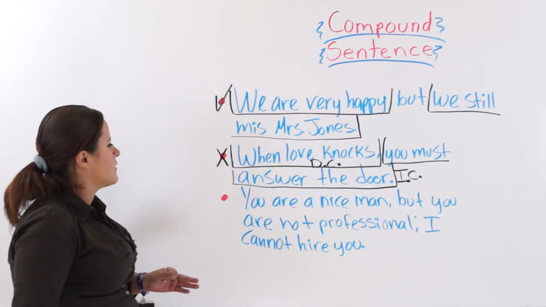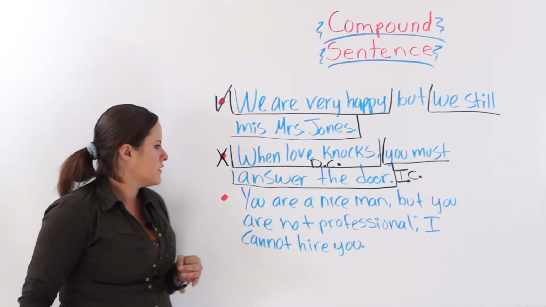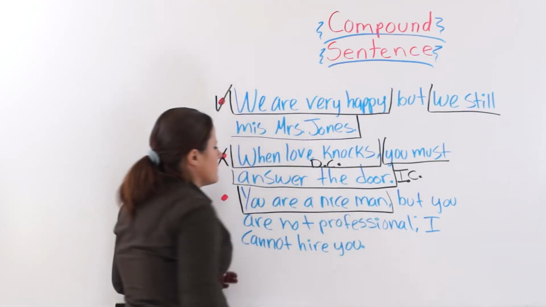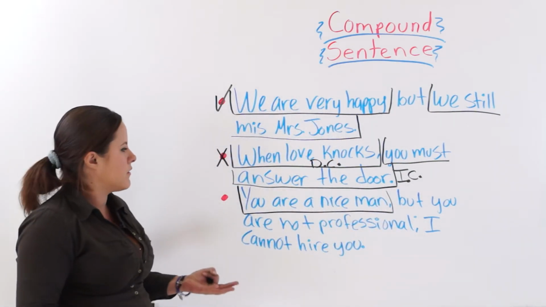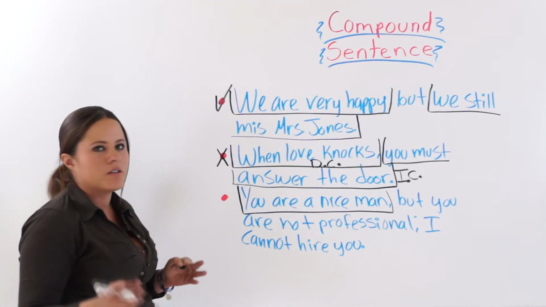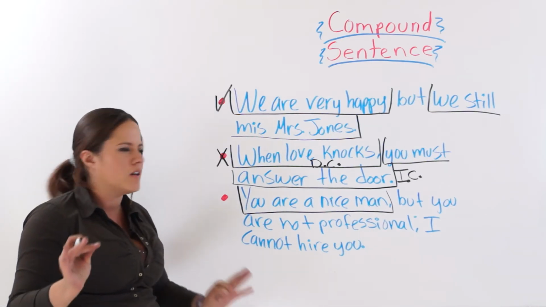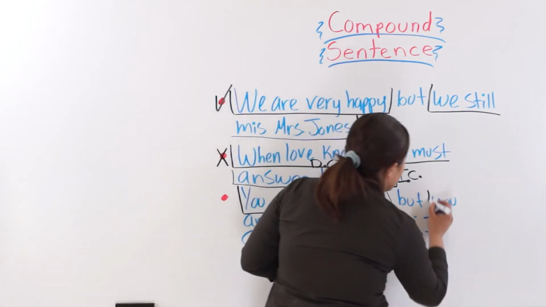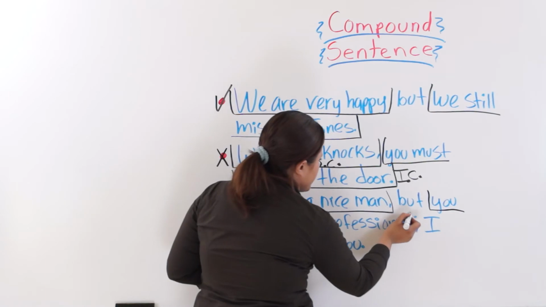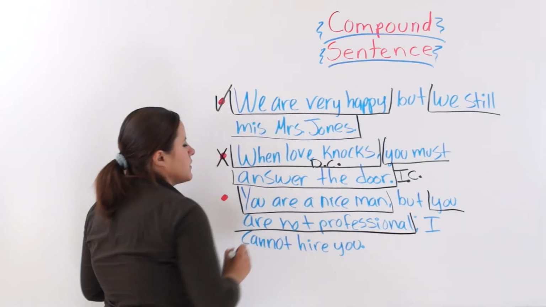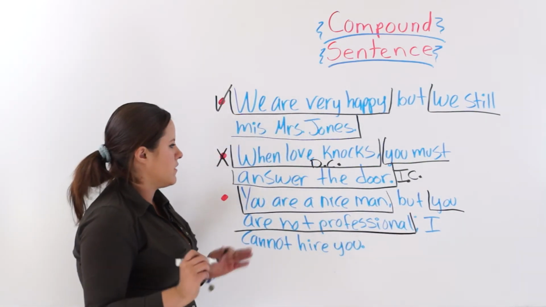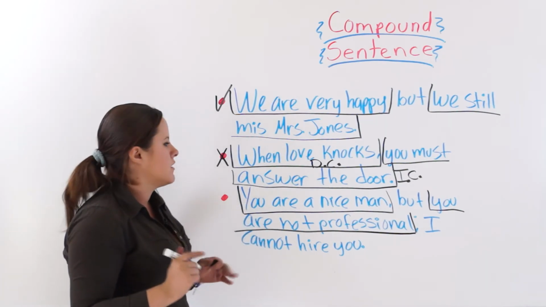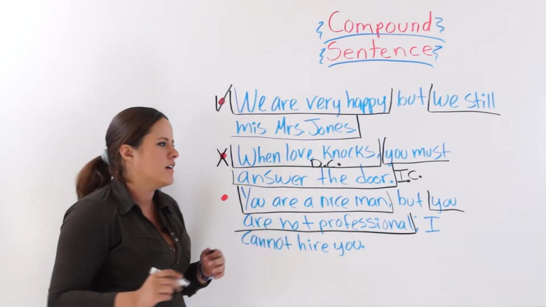And the third one says, you are a nice man. You are a nice man is an independent clause that makes perfect sense by itself. You are a nice man, period, would make perfect sense. So it's an independent clause. But you are not professional. You are not professional. It makes perfectly good sense by itself. Great, independent clause.